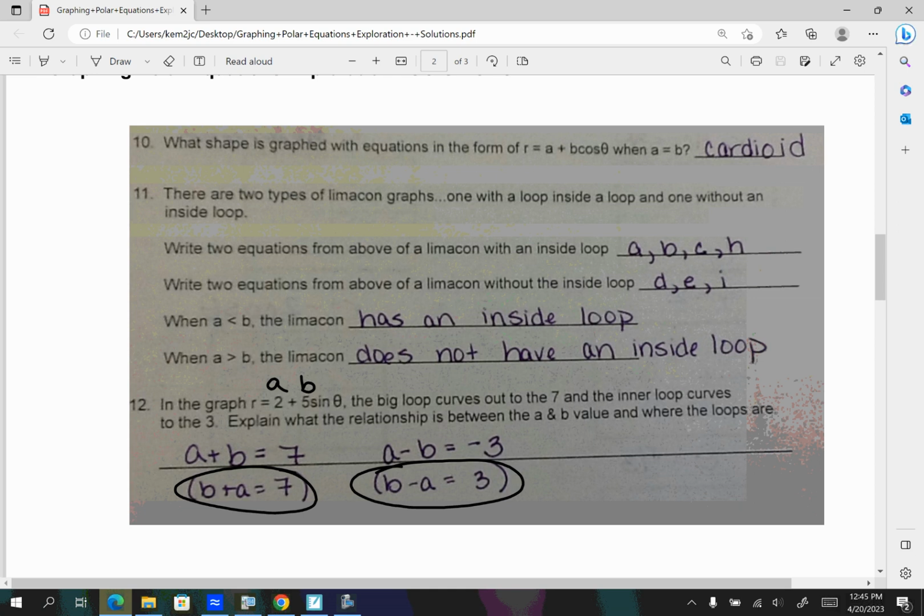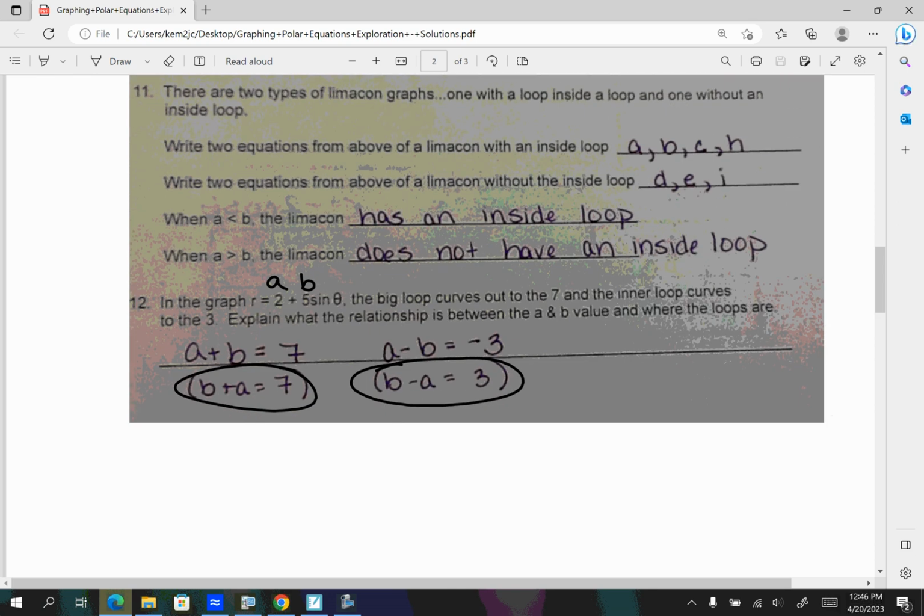And then at the bottom, you can figure out what A and B need to be for this to happen. Well, it actually gives us A and B. You had to figure out where the loops go, I'm sorry, to 7 and 3. So something like that. Okay, you add to 7, subtract to 3. That's how we can figure out where the curves are going to go. And then on the back, this was just matching with your graphing calculator. So if you got stuck, hopefully you just used your graphing calculator to match them.